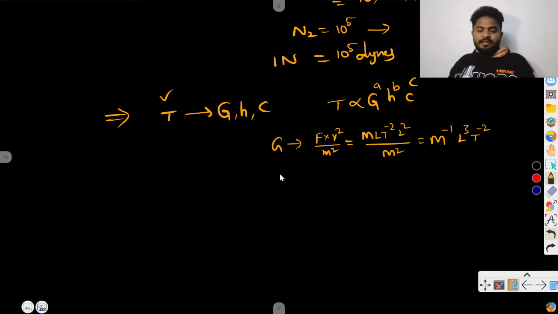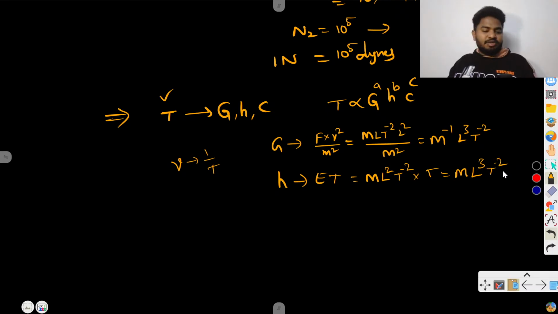So this is G. Coming to h, Planck's constant: E is equal to h nu, so h is equal to E into t, since nu is nothing but frequency, the reciprocal of time. That is why E t. For energy, M L square T power minus 2, for time T. So M L cube T power minus 2 is the dimensional formula for h. And next, c is the speed of light. Obviously, L T to the power minus 1. This is the dimensional formula of c.